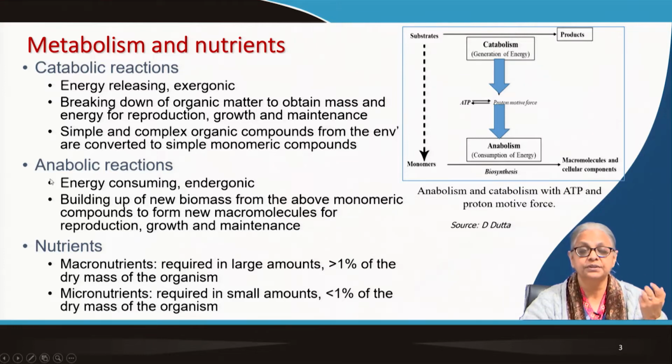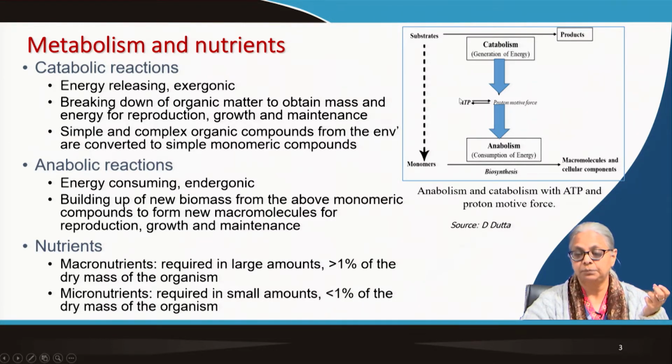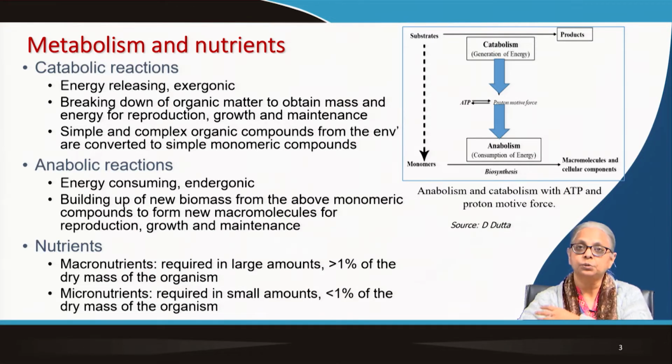Now anabolic reactions consume energy, where the monomeric units that are generated in catabolic reactions are then put together again into new macromolecules. These new macromolecules will replace damaged ones, or they will be used for reproducing and creating new biomass, new cells, and so on. So catabolic reactions by definition are energy releasing and energy generating, and that is the source of ATP. So here is ATP generation. This ATP is then utilized in anabolic reactions to go from monomeric units to polymeric units.